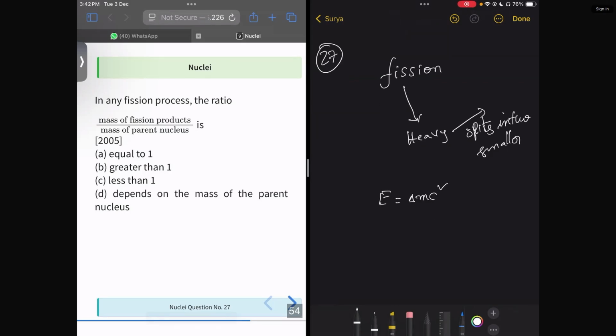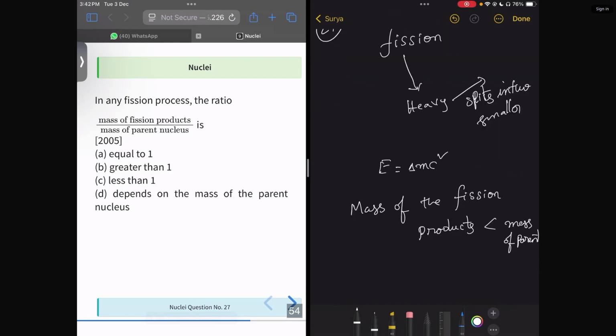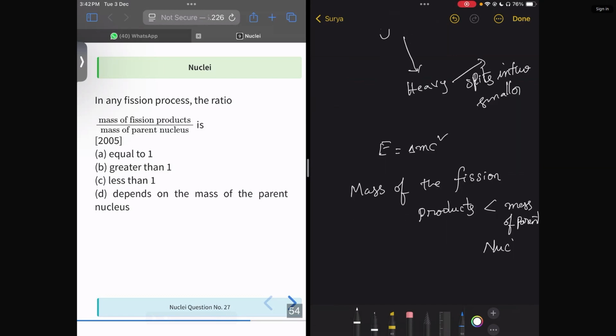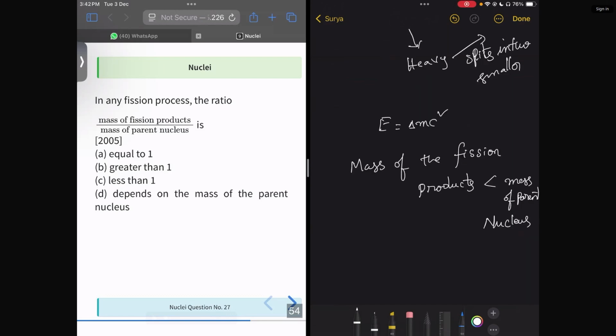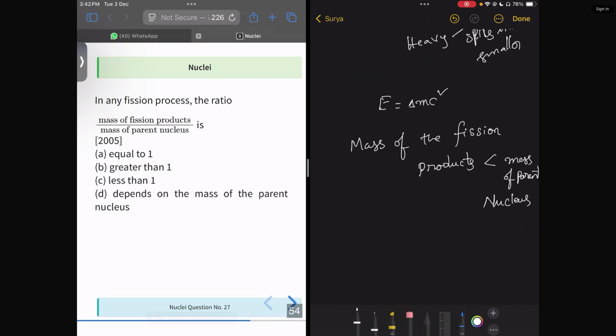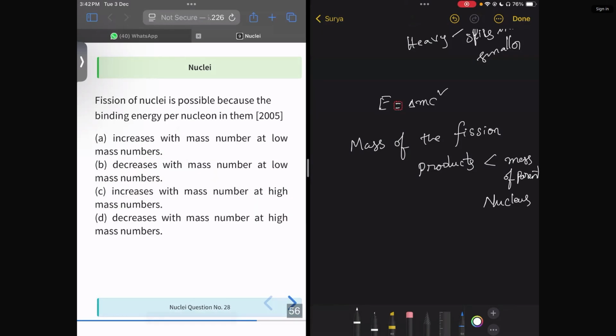So the mass of the fission products is less than the mass of the parent nucleus. Then the ratio of both will be less than 1. So option C is the right answer. So next question.